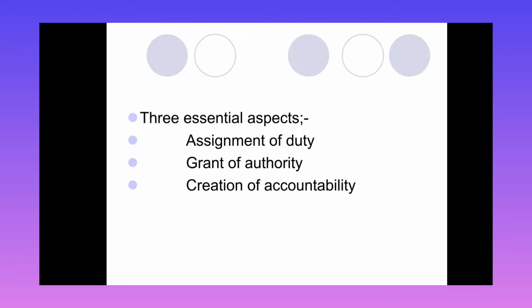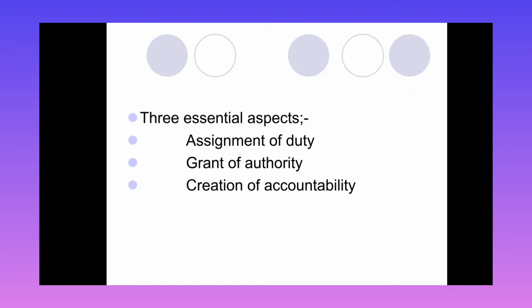Second one is grant of authority. So once we are giving some responsibility, we have to give some power or independent authority to the subordinate also for the performance of the task. That is the grant of authority. The superior has to give it.